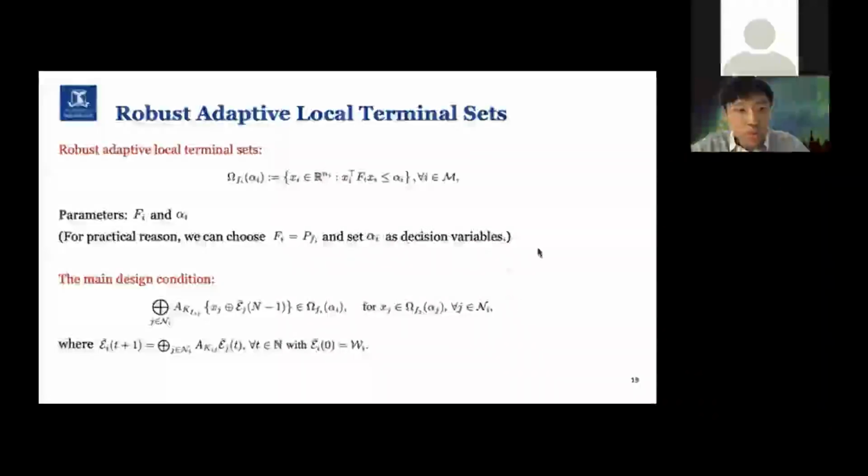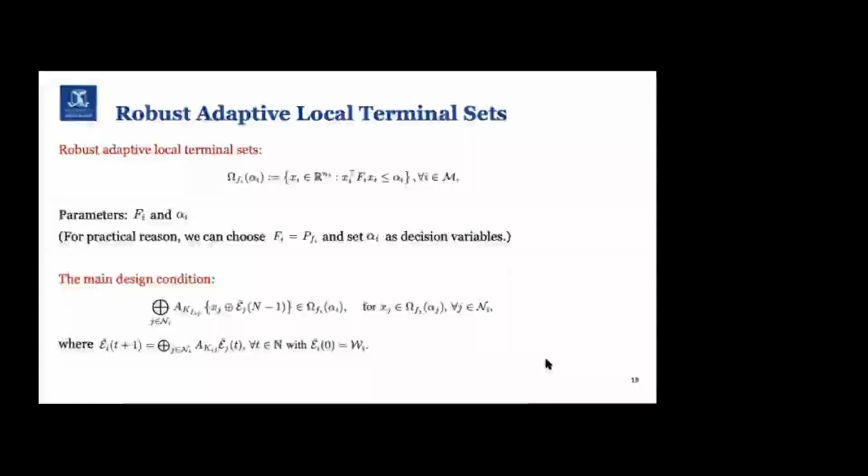And to find this set, we give the condition for that. This condition states that for any state of the neighbor for the agent i in a local terminal set, and to propagate for the next step together with the error, that is a tightened error defined in this way, starting from a set wi and then tightened in n-1 steps, the next combination should be inside the local terminal set for the agent i. This set later on will be transformed into the LMI condition and then plugged into the optimization problem in order to find alpha i.